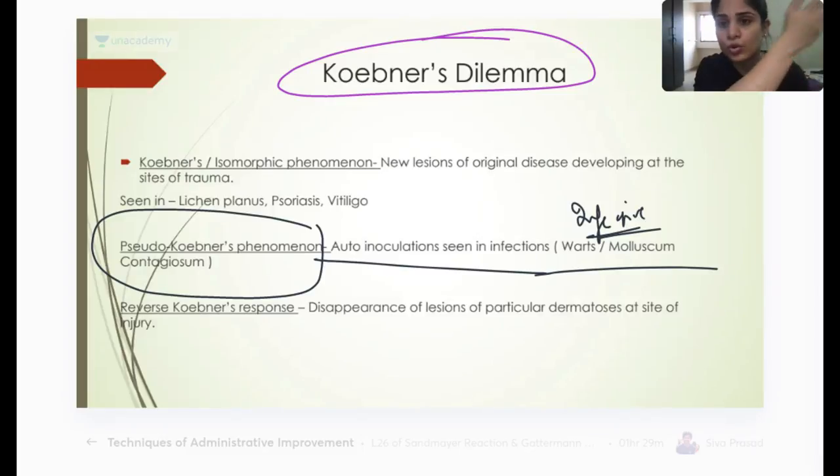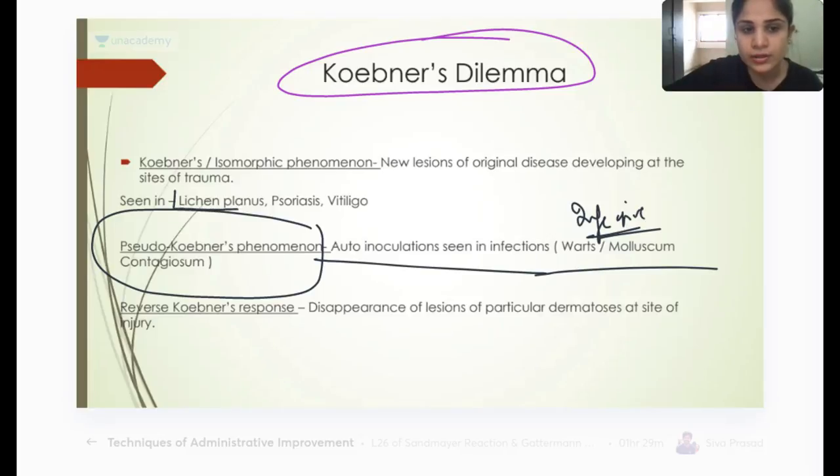So this is called pseudo Koebner's phenomenon. It looks like here I've got trauma and I'm getting a lesion, but it's nothing like that. It's just the spread of the organism from here to here which is causing the lesion. Okay, there is no trauma, there is only spread of organism. So that is pseudo Koebner's phenomenon. Did you understand? So what do they ask in the exam? Koebner's phenomenon is seen in which disease? Pseudo Koebner's is seen in which disease? Okay, so that is important.